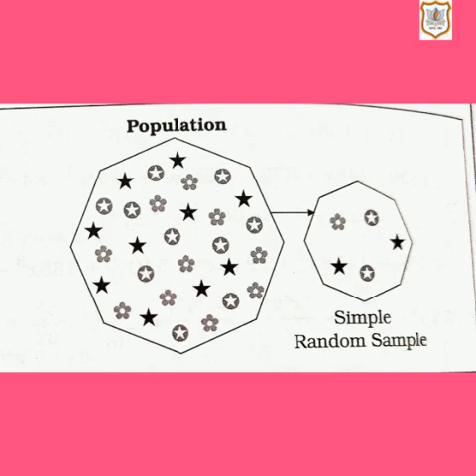First one is simple random sampling. In this method, sampling is done in which each unit of the population has an equal chance of being selected in the sample. That is called simple random sampling.